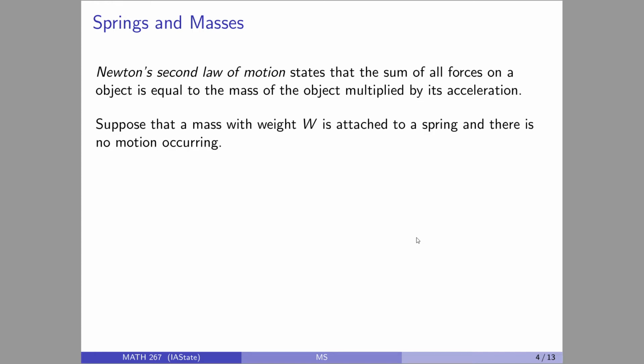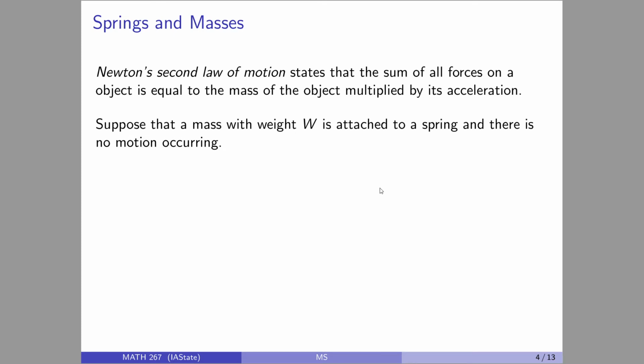Okay, so suppose that we've got a mass. It's got a weight W. It's attached to a spring. Now remember, weight is not mass. Weight is a force, right? When you step on a scale, you get some pounds. That's not telling you your mass. That's telling you how mass and gravity are affecting things. So your mass times gravity is your weight. Weight is a force. It's not a unit of measurement. It's mass times the acceleration.